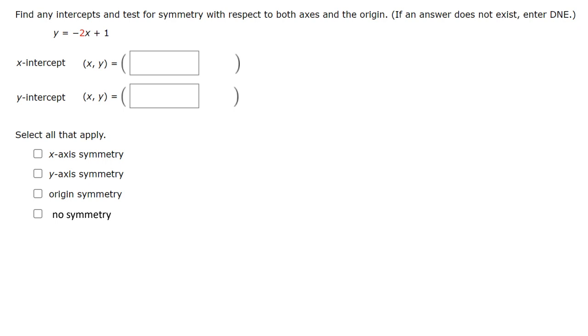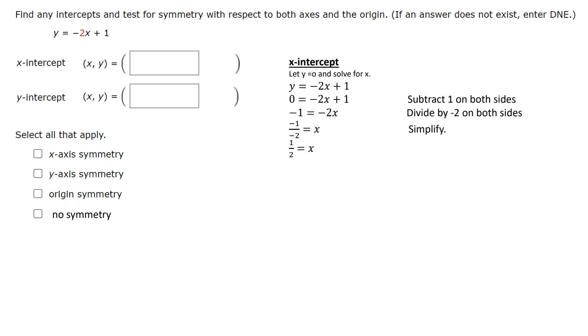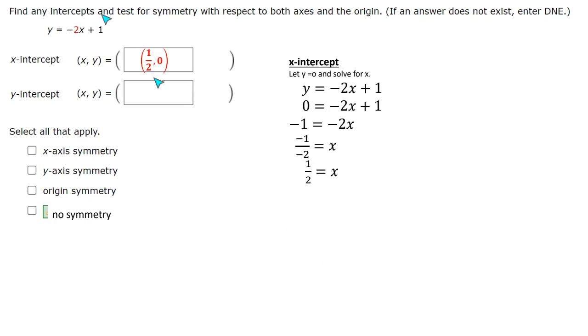Okay, so let's go ahead and do the X-Intercept first. In order to find the X-Intercept, remember that we want to let y equal 0, and then we solve for x. So here's my equation. If y is 0, I solve for x, so I'm going to subtract 1 on both sides. Then I divide by -2 on both sides, so I get x is equal to a half. So our point is going to be a half for x and 0 for y.